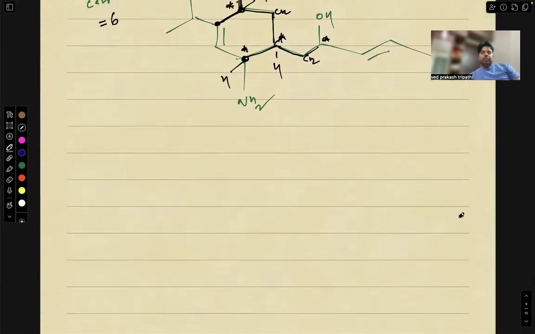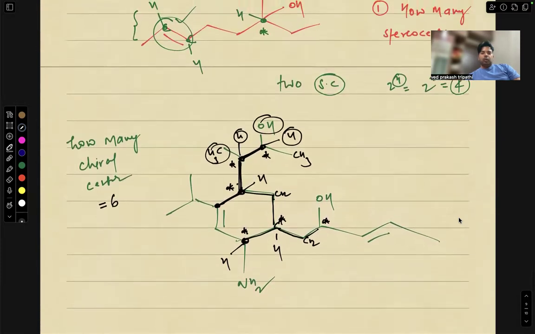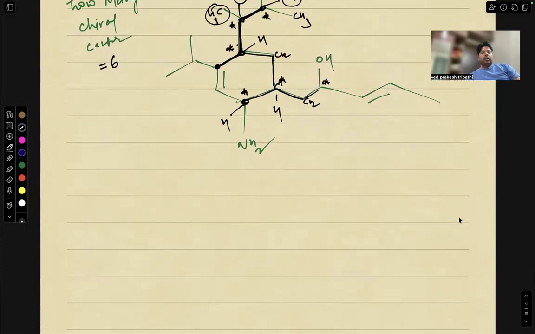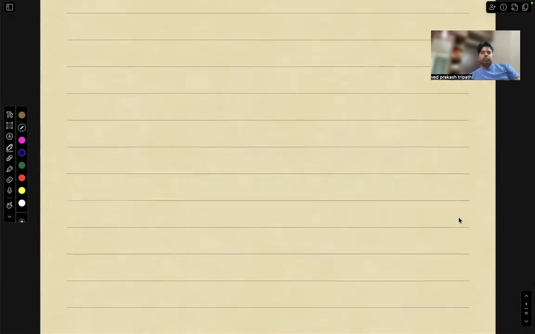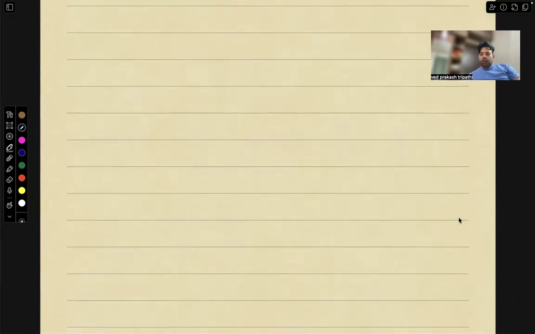Hello everyone. Last time we have done the number of stereo center, chiral center and stereoisomer. Now today we are going to talk about R and S naming in wedge dash projection.